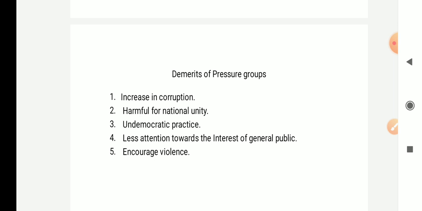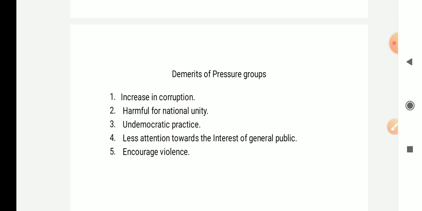Then harmful for national unity. This is harmful for the national unity also, as they narrow down the working of the officials in their favors, and that is actually dangerous for the people. Undemocratic practices. They use corruption and pressure methods, strikes, dharnas, and create problems for the administration. So they use certain undemocratic methods, illegal methods also.